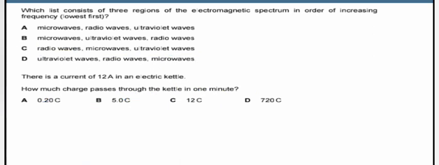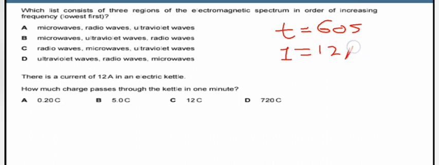The next one. There is a current of 12 amps in an electric kettle. How much charge passes through the kettle in 1 minute? So the time here, we have 1 minute, which is equivalent to 60 seconds. Then apart from that one, you also have the current, which is denoted by I, being equal to 12 amps. Then they are asking us to calculate the charge that passes through the kettle in 1 minute. So we don't have the charge here.